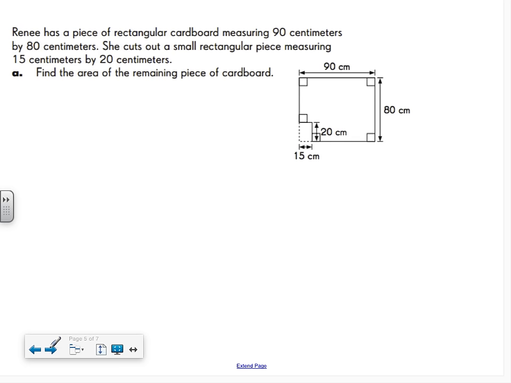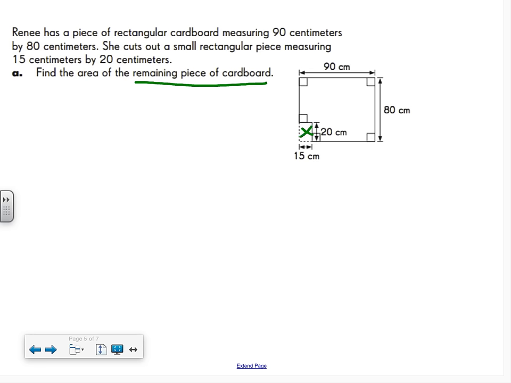Renee has a piece of rectangular cardboard measuring 90 centimeters by 80. She cuts out a small rectangular piece. If she's cutting it out, you're getting rid of it, okay? A small rectangular piece measuring 15 by 20 centimeters. Find the area of the remaining piece.